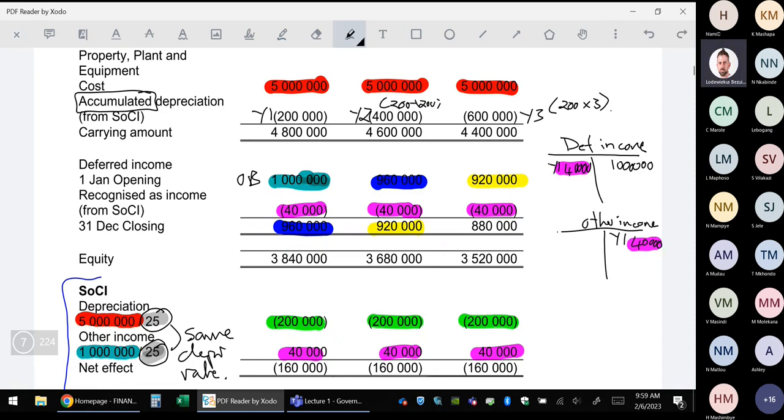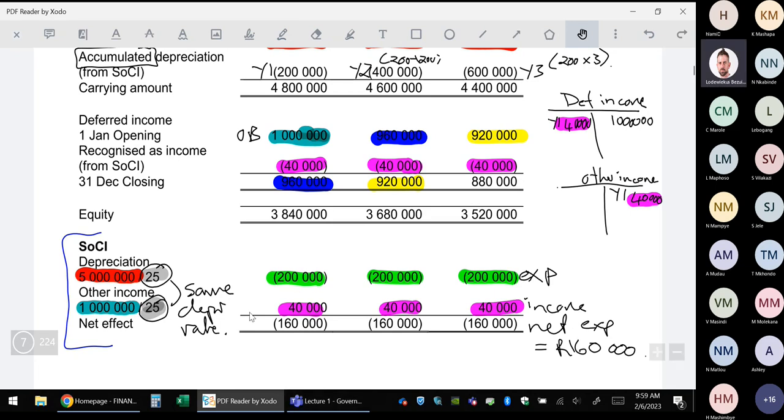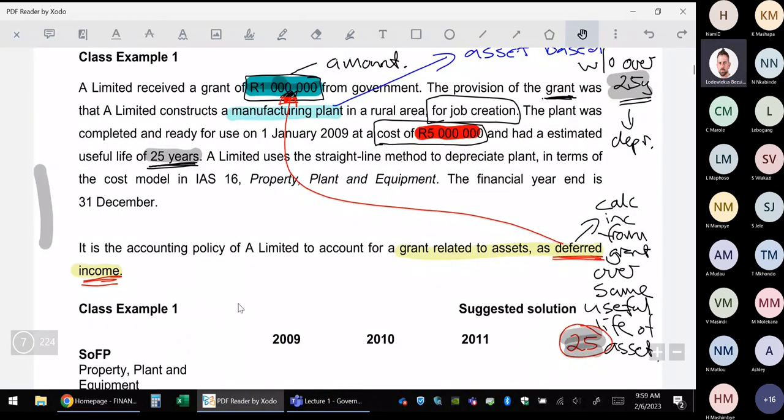Okay. So the net effect in our income statement, that's the expense, that is income. So the net expense is 160,000. All right. So that is where we have a grant linked to an asset and we recognize the grant as deferred income.